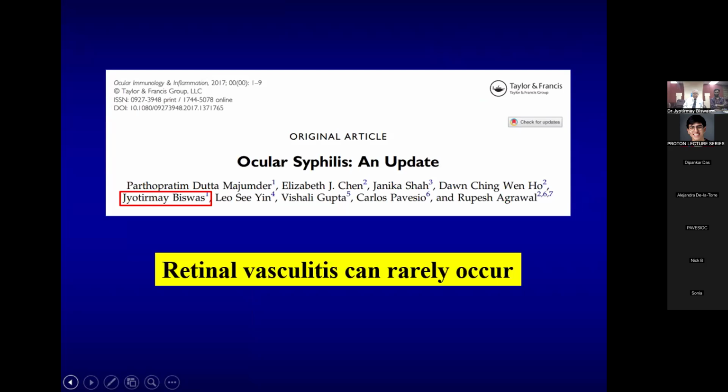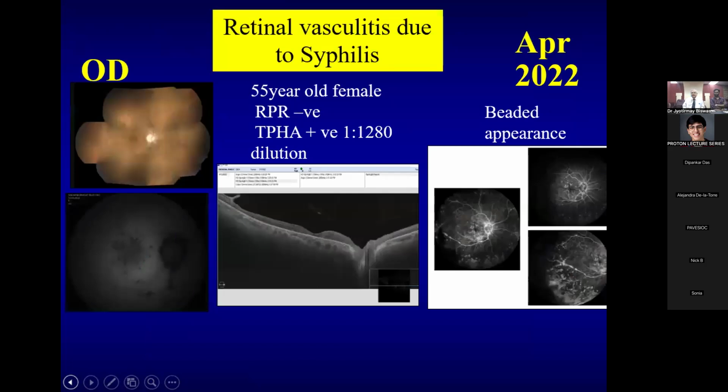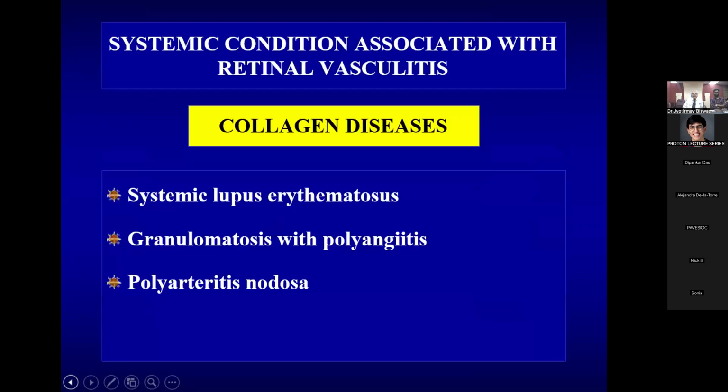In ocular syphilis, retinal vasculitis can also rarely occur, and we could see, along with the vitritis, retinal vasculitis as seen in the yellow arrow. We had one case of retinal vasculitis, a 55-year-old female, RPR negative, and TPHA positive at 1:1280 dilution. This patient had a beaded appearance of retinal vasculitis due to syphilis, and this has been reported by others also, a beaded appearance in syphilitic chorioretinitis.